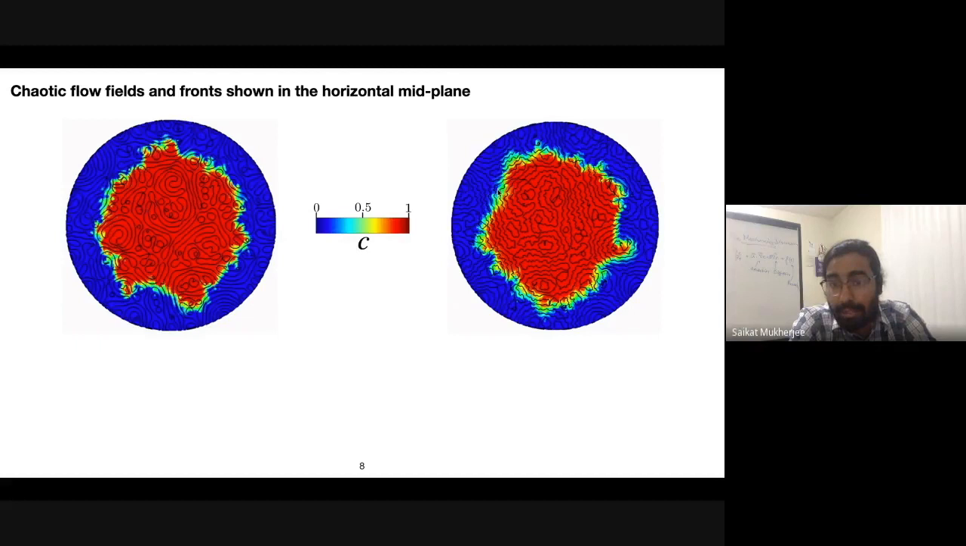The reason being that the rolls which are undergoing spiral defect chaos impart rich geometry to the front interface. And on the right as well, the fronts have this rich geometry along with the oscillations, which impart a self-similar, or fractal-like, structure which we will also come to see later on.